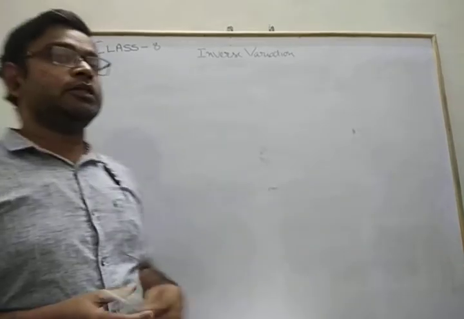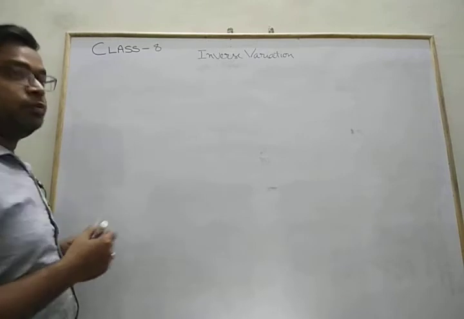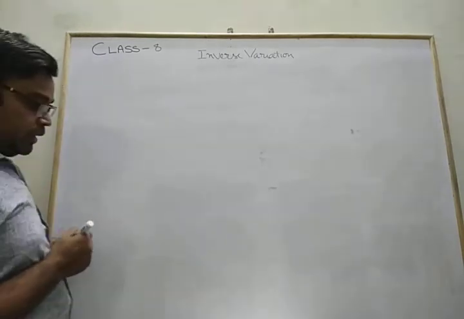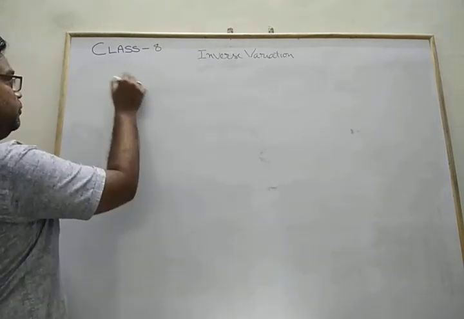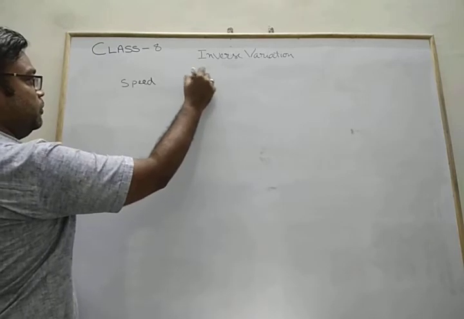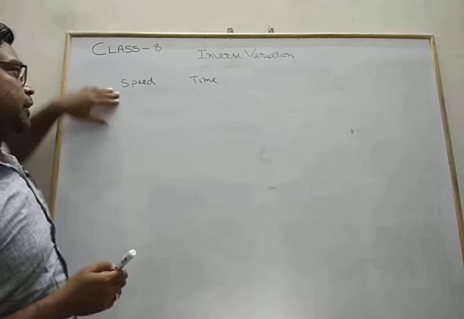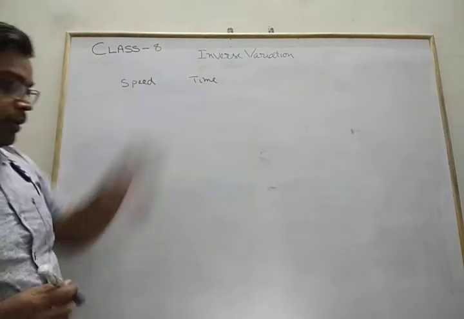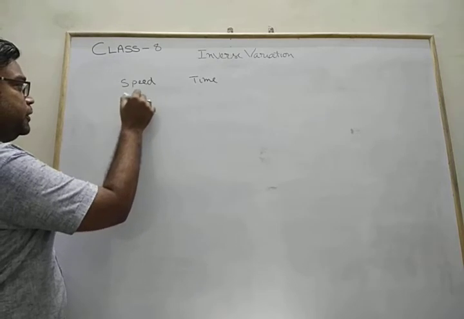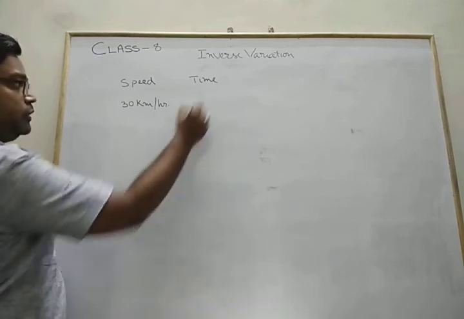Suppose we consider a common incident, the speed of a car. Suppose you are traveling. What you observe is that in one part you are observing speed and in the other part you are observing time. In one part we have speed, in the other part we have time. So if speed is 30 km per hour, the time is 10 hours.